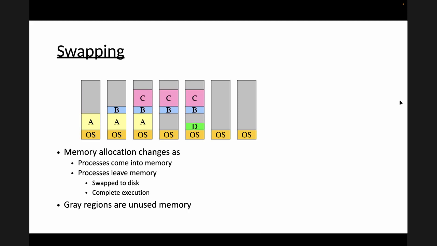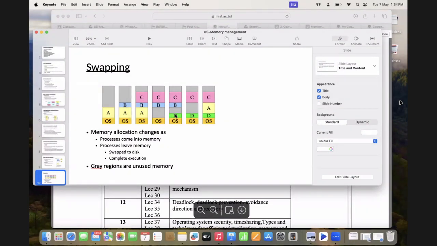Then comes D. D is also requiring a small portion of memory, so we can just place it here. Then after that B finishes and moves out. C is still in execution, that's why it's still in memory.